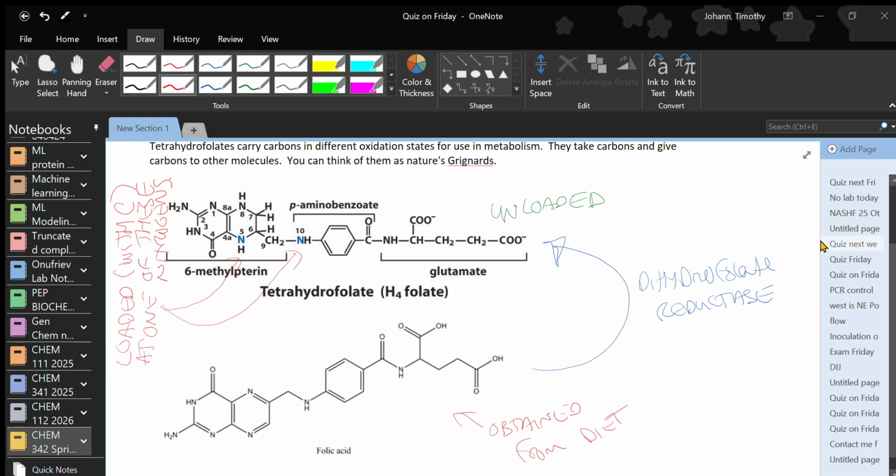And then for drawing your loaded form, pick whatever's easiest for you to remember. Yes? So what's the point? Like, what does this do for the body? I know it adds the carbon. Yeah. But what, like? You can't make nucleotides without it.